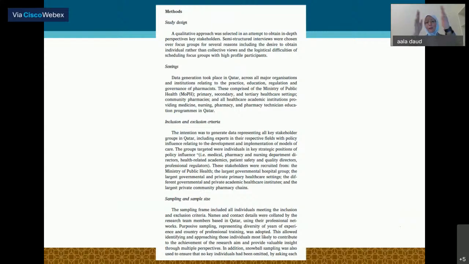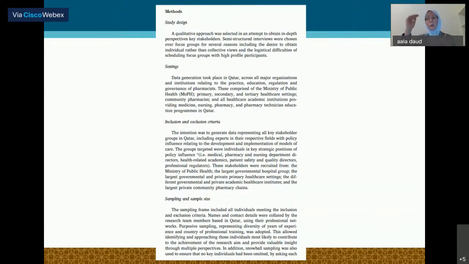So I have a screenshot of the methods from this article, and you can see it's nicely been divided into sections: study design, settings, inclusion and exclusion, sampling and sample size. What we're trying to do is link this with the checklist and make sure that, yes, most of the information is available. Are there any gaps? So we're trying to critically appraise this.